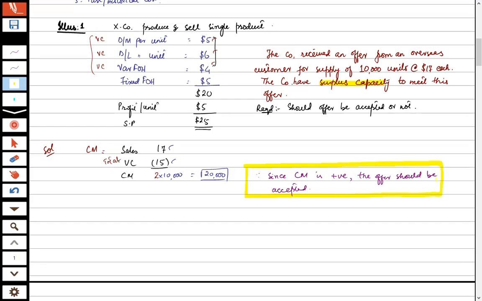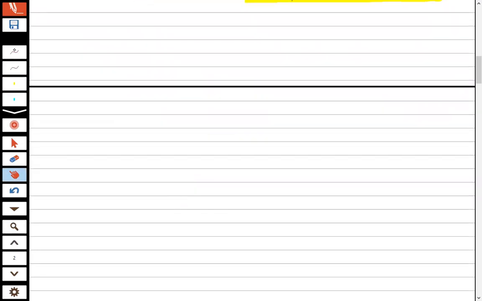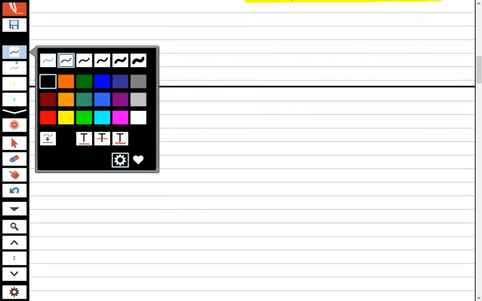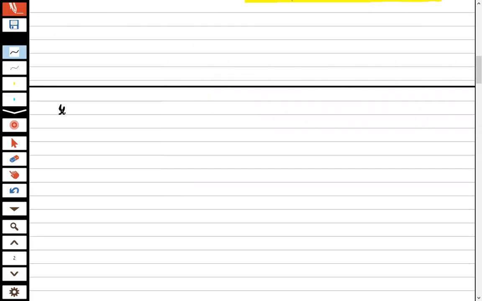Okay, now illustration 2. ABC company is producing and selling two products.